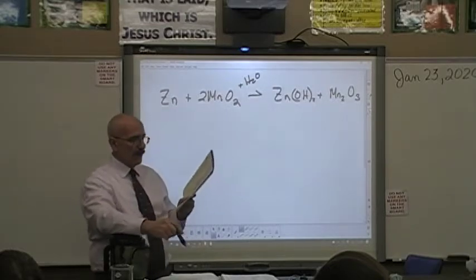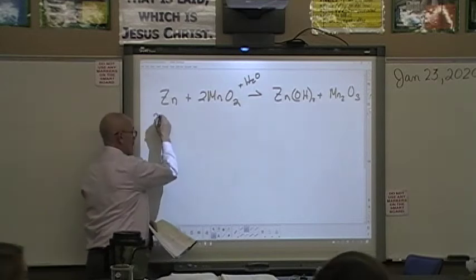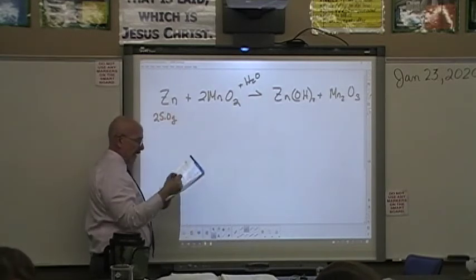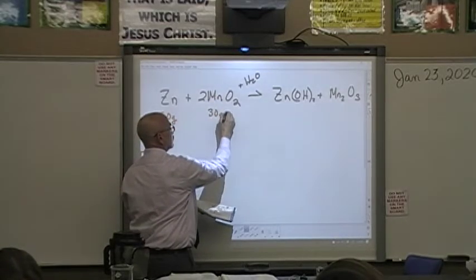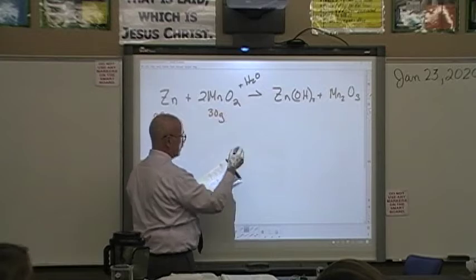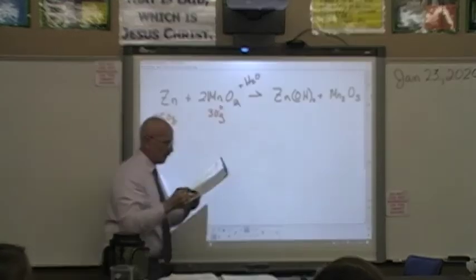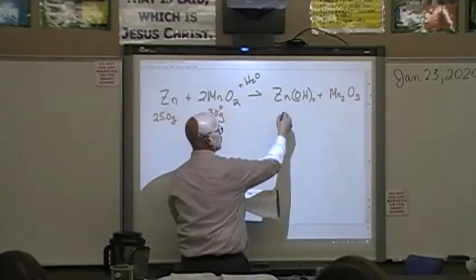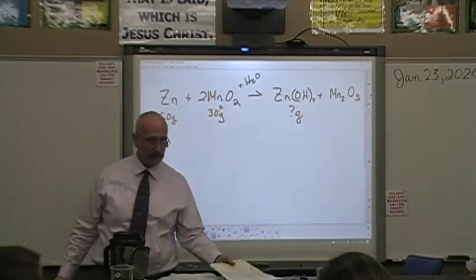Letter A, determine the limiting reactant if 25 grams of zinc, write it right underneath your reaction, react with 30 grams of MnO2. 30.0, sorry about that, 30.0, 25.0. Letter B, determine the mass of zinc hydroxide, question mark over here, in grams produced.